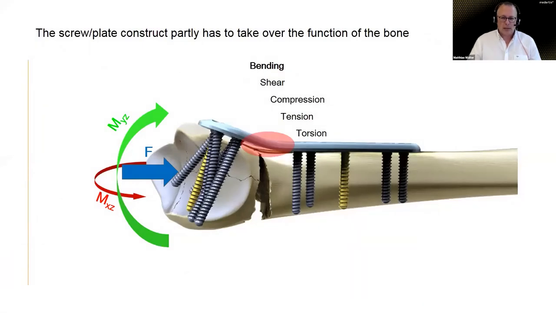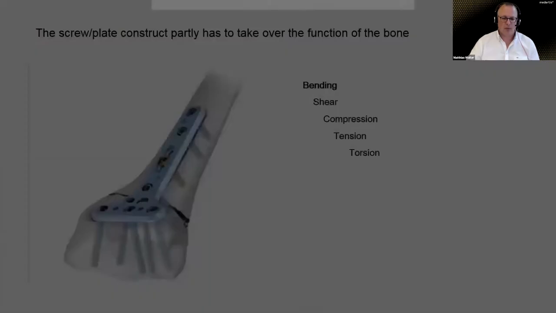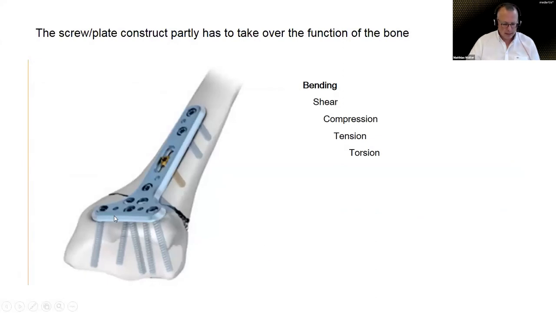Okay. Now, since the screw plate construct partly has to take over the function of bone, now we have bending moments on the joint bearing aspect, in the YZ plane, in the XZ plane, we have axial loads. And all this leads certainly to a reaction in our poor plate. You see, the plate has to take now all the bending, the shear, the compression, the tension, and the torsional loads that the bone usually carries for us. But since the bone is not in working condition anymore, the metalwork actually has to take over that stabilizing aspect of the bone.